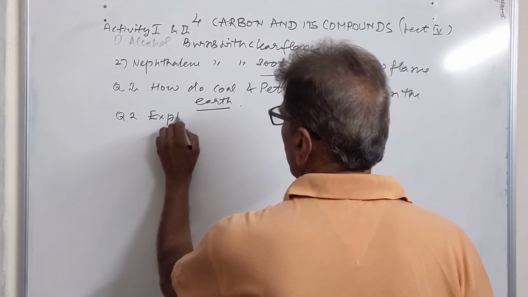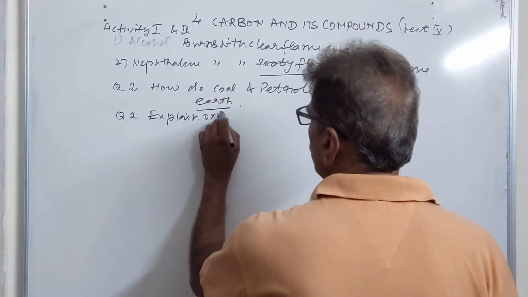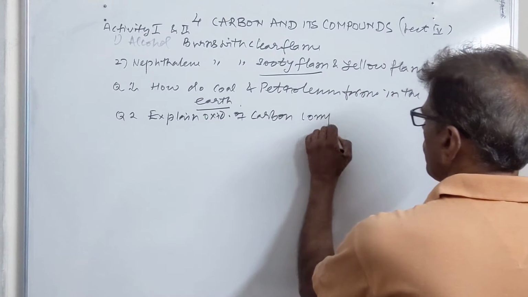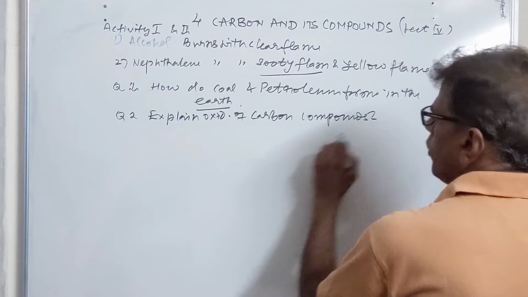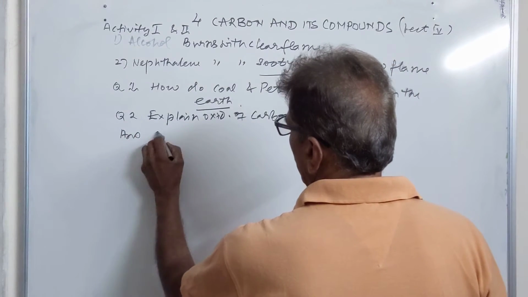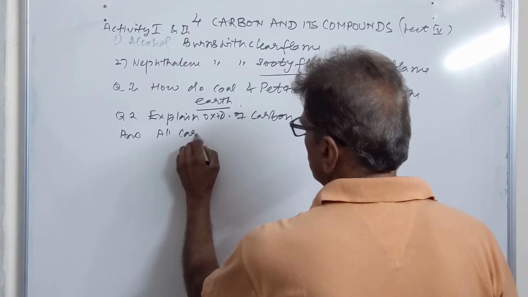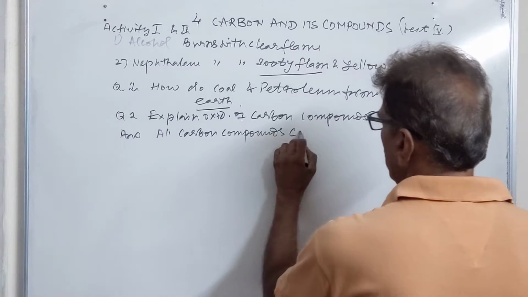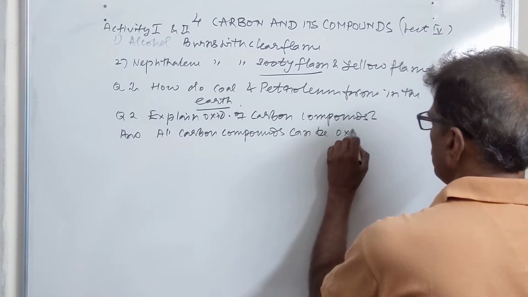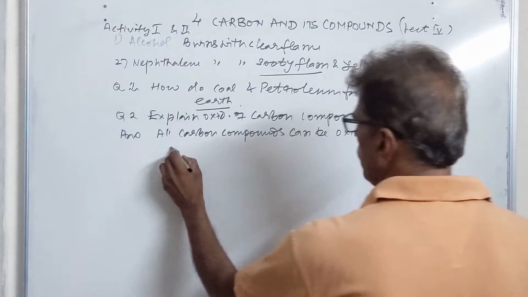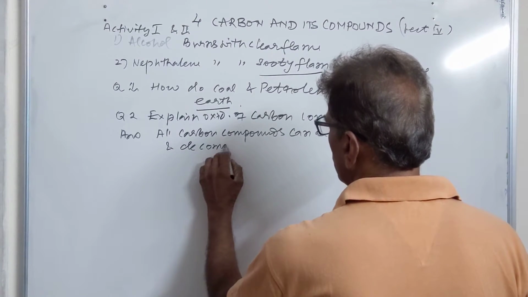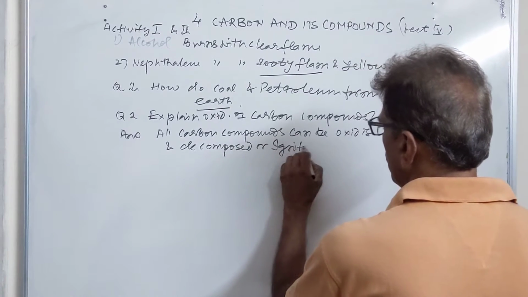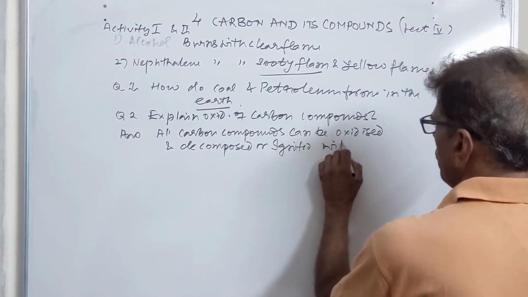Then we have the oxidation of carbon compounds. Explain oxidation of carbon compounds. So the answer is: all carbon compounds can be oxidized and decomposed, united with oxygen.